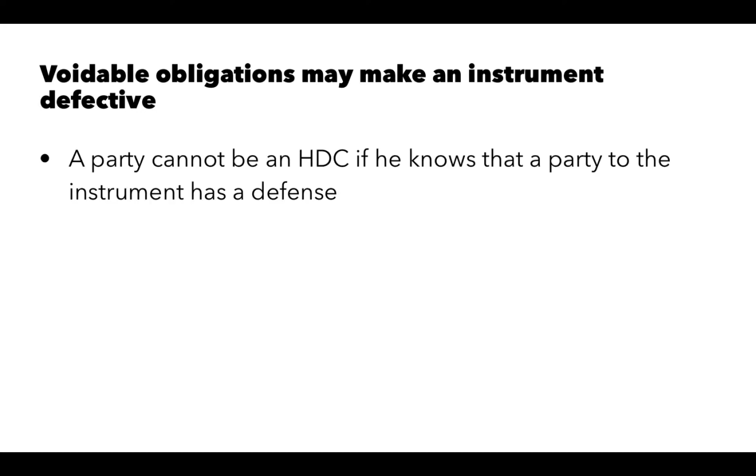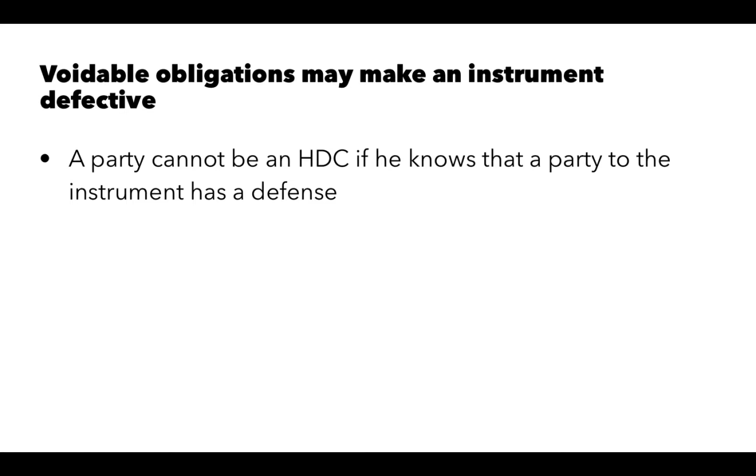Voidable obligations may make an instrument defective. A party cannot be an HDC, a holder in due course, if he knows that a party to the instrument has a defense. For example, a potential purchaser who knows that the maker of a note has breached the underlying contract with the payee cannot therefore purchase the note as an HDC.